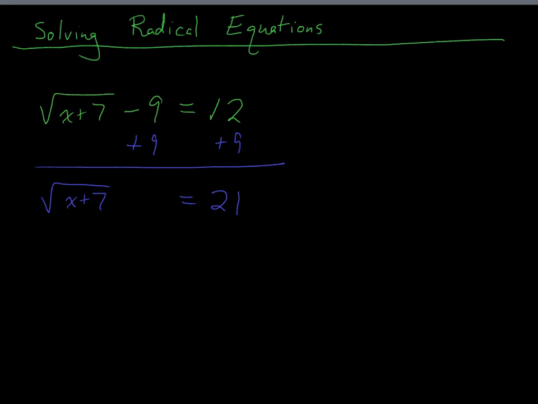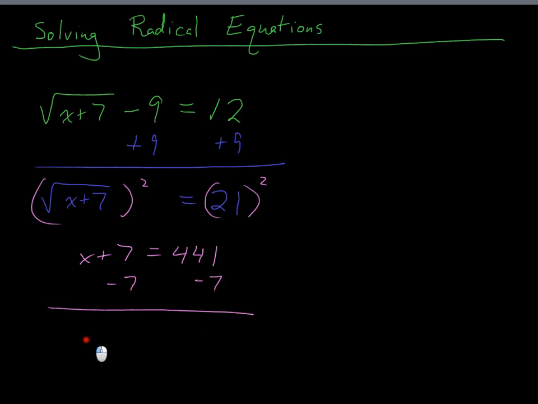Now that we have a square root by itself, we can square both sides. So x plus 7 is all we're going to have after the square and the square root cancel. And then 21 squared is 441. And last but not least, subtract the 7. So x is 434. And I'm not going to check it, but you really should go back, plug this in, and make sure it works.